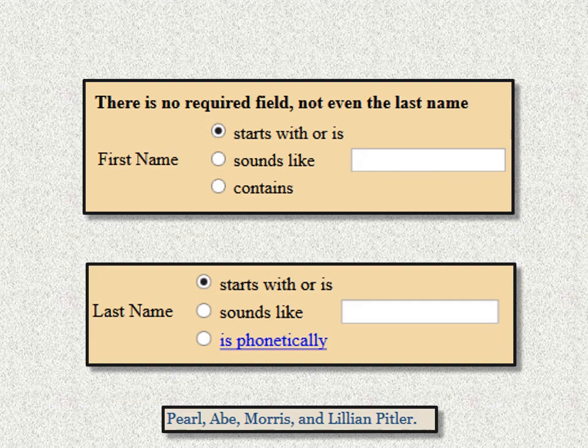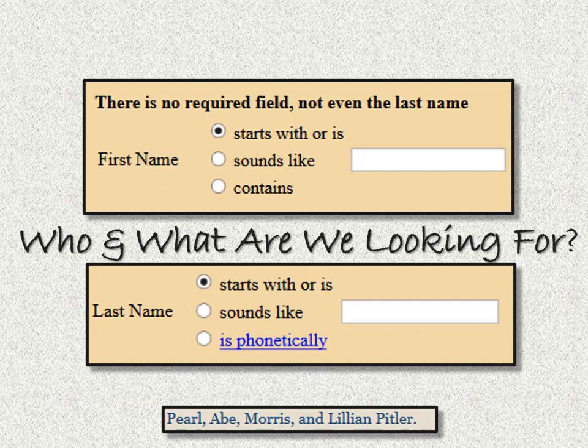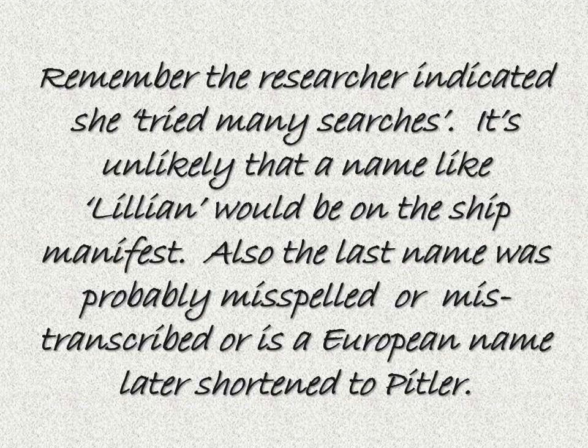Okay, so let's look at first and last name entries. So who and what are we looking for exactly? How are we going to define this? Well, remember, the researcher indicated she tried many searches. It's unlikely that a name like Lillian, which is really an American-sounding name, would be on the ship manifest. Also, the last name was probably misspelled or mistranscribed, or is a European name later shortened to Pitler.